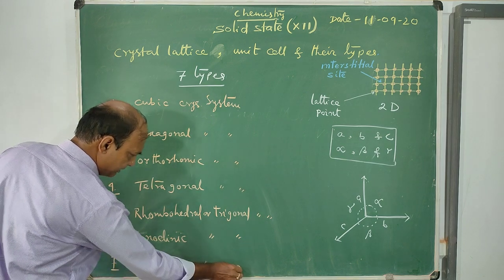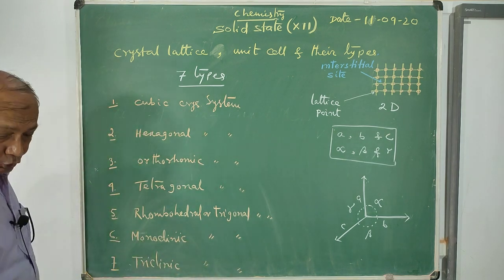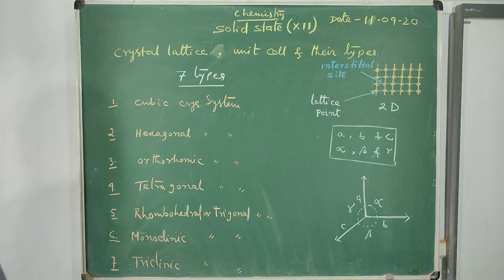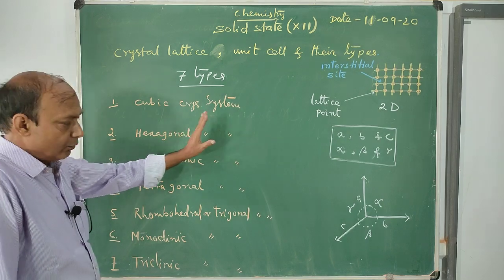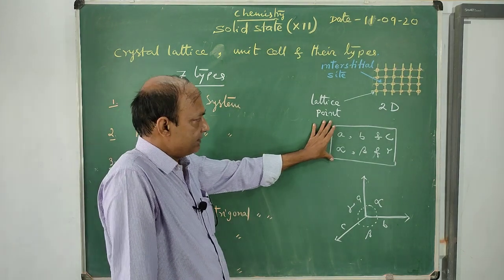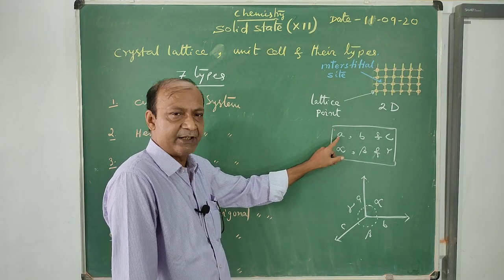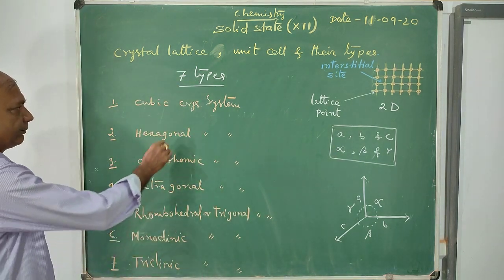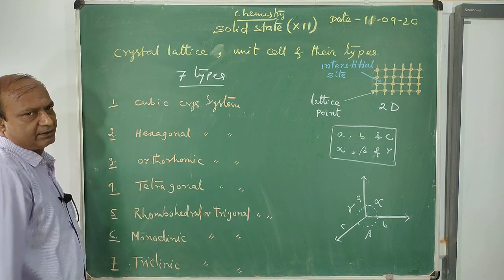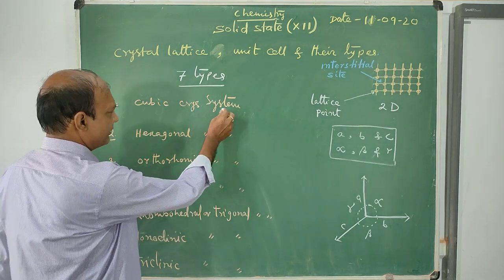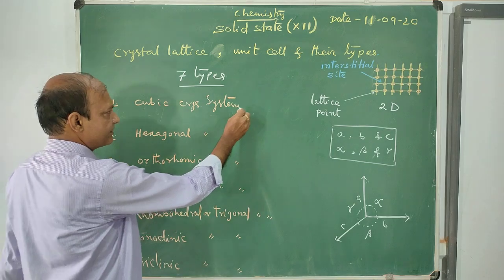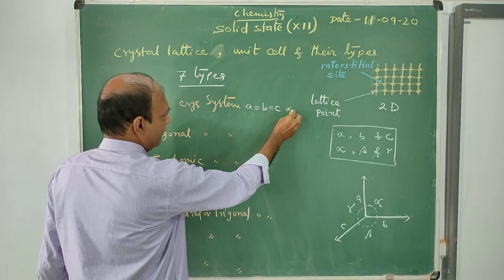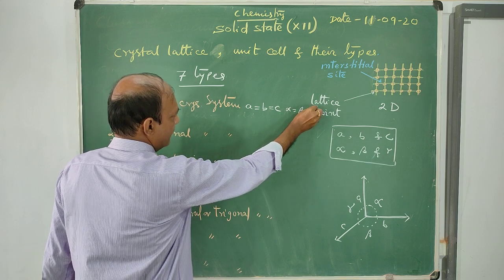Number 7, triclinic crystal system. So you see, 7 types of unit cells are found with these variations, variation in alpha, beta, gamma and variation in a, b and c. We have a total of 7 types of crystal system. Cubic crystal system, as you know, the characteristic feature of cubic crystal system is a equals b equals c, alpha equals beta equals gamma.